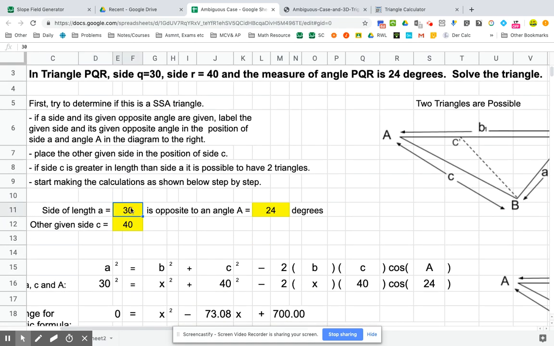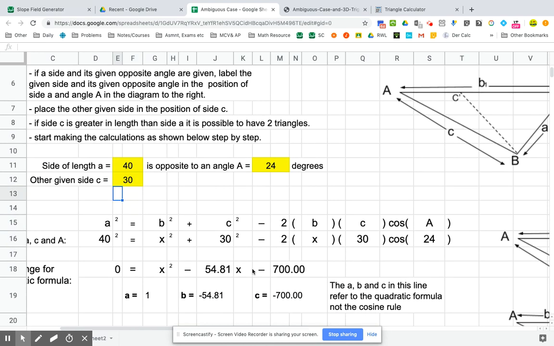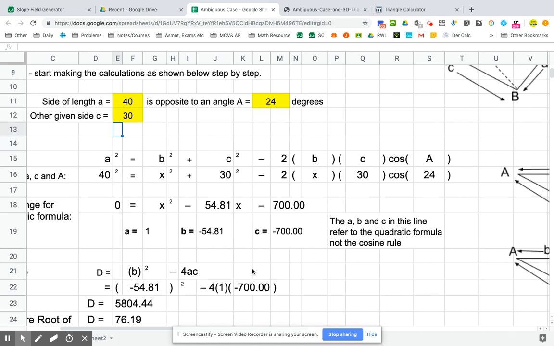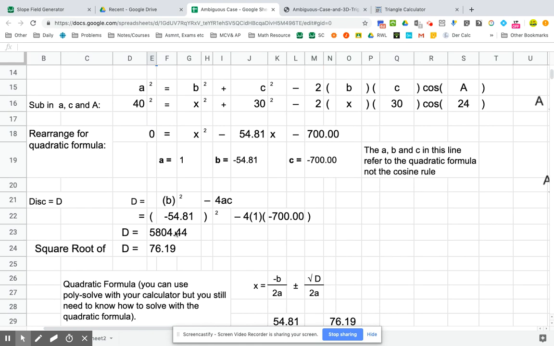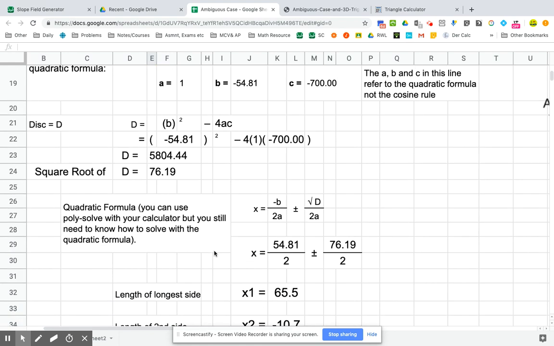So this time, side A is going to be 40, and side C will be 30, and we're keeping the angle at 24 degrees. The first thing we would do is substitute into the cosine rule. This is our side-side-angle case, and there should only be one side length that works. When we put everything into our cosine law, simplify it, and rearrange it for the quadratic formula, we get this. Go through, get the discriminant, and the discriminant ends up being 76.19.